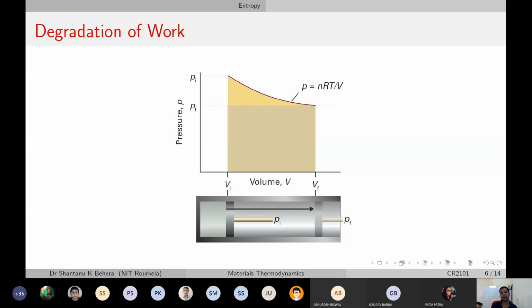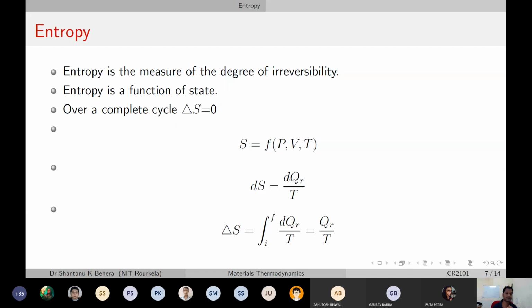Okay, and if that is so, then there has to be some measurement of the degradation of work, right? And that's where the concept of entropy is coming in. So entropy is that aspect which would measure the degree of irreversibility in a process. Right? You guys always think that entropy is connected to disorderness or orderness. It's perfectly fine. It's absolutely fine. And you don't have to bring about a change in the thought process.